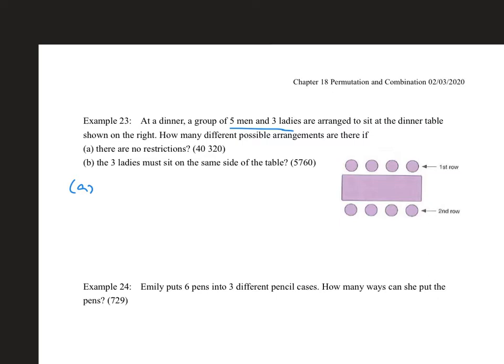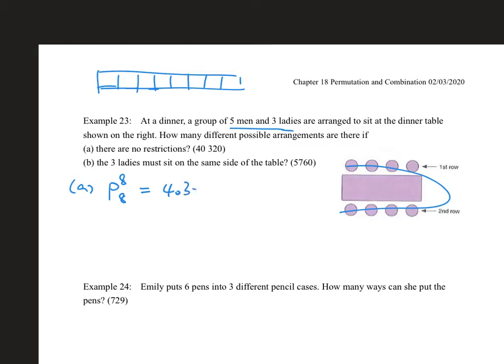So it may be as simple as this: even though it's a long table, the situation is that you're filling up eight seats, or maybe I draw a table like this: 3, 4, 5, 6, 7, 8. Eight seats to arrange the eight persons. So the easiest will be 8P8, which gives you 40,320 total possibilities. So this is the first case.